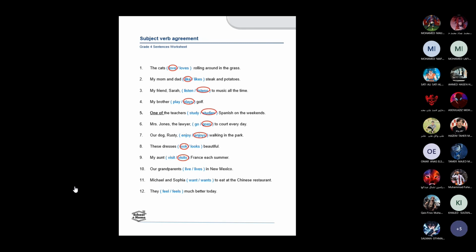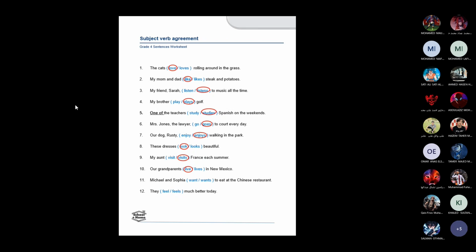Our grandparents in New Mexico. Which one? The first one, live. Yes, very good. You know why? Because grandparent is singular. No, the opposite. It's plural. Grandparents ends in S. You see the S? Okay, thanks, Talal. So our grandparents, this is the second or first sign that I ask you guys to look for: when you get S at the end of the subject, the verb will be without S. So my grandparents live. Okay?